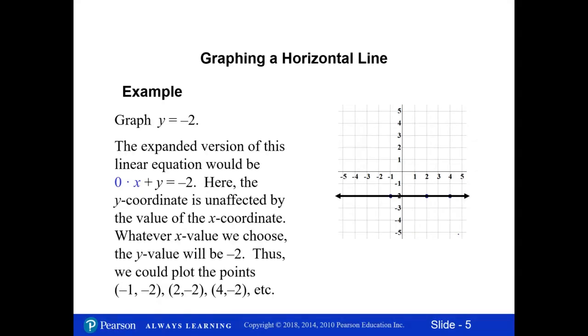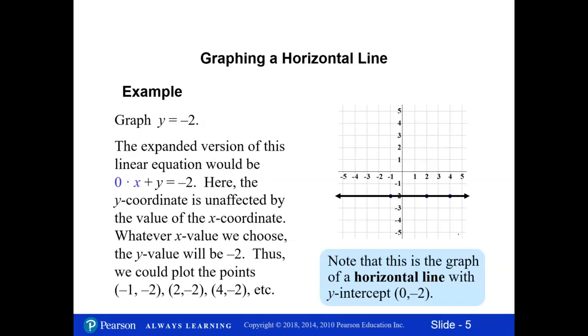The horizontal line is touching the y-axis at the point 0, -2. So every time y equals -2, no matter what value of x you take on the number line, you're going to be below. The point where the horizontal line touches the y-axis is called the y-intercept, and that's the point 0, -2.